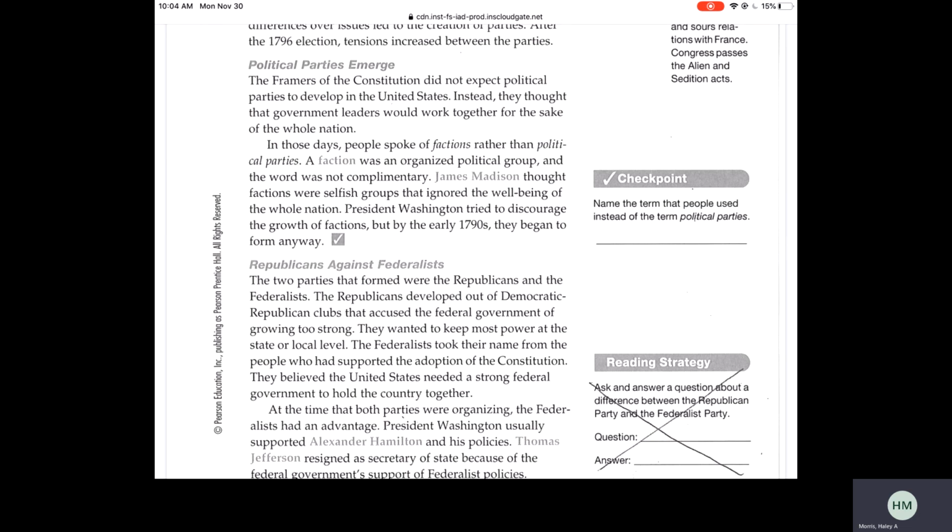So the framers didn't really want political groups to form. They wanted everybody to work cohesively as a group, but obviously that's very difficult to do as there are differing opinions on different matters. And so the checkpoint question asks, name the term that people use instead of the term political parties.